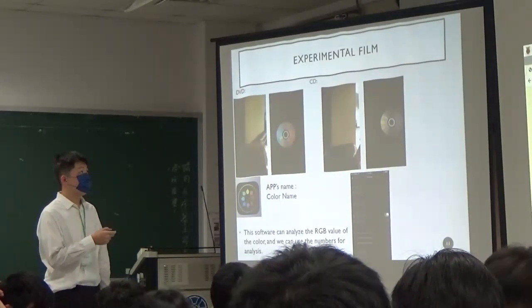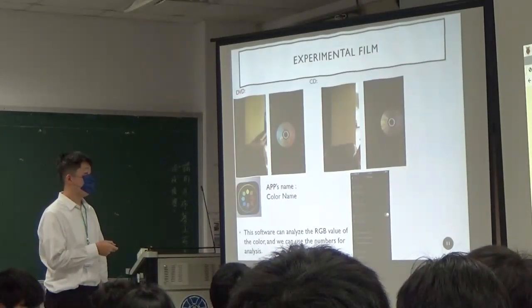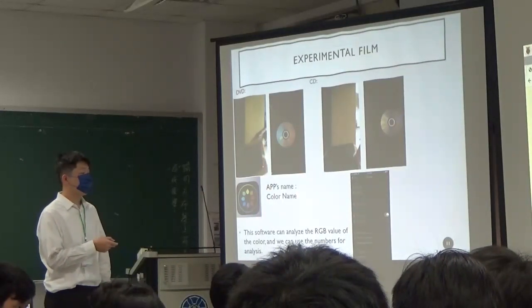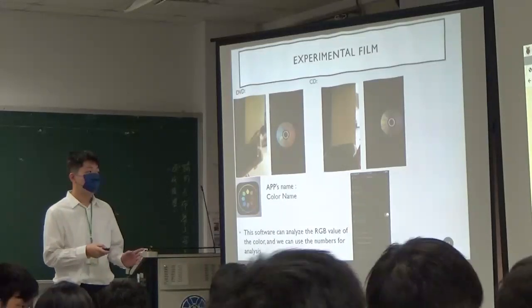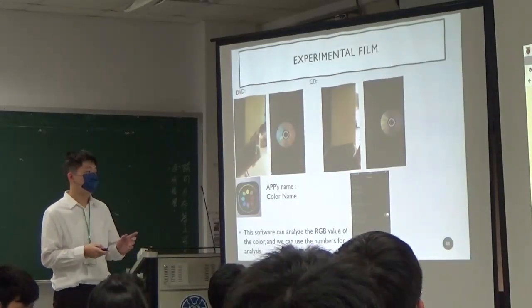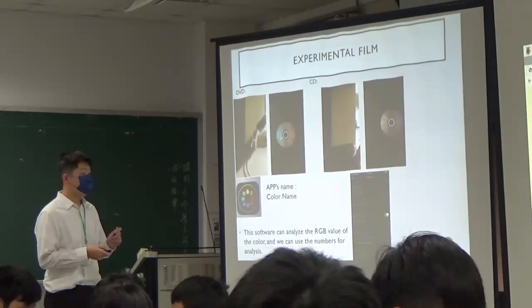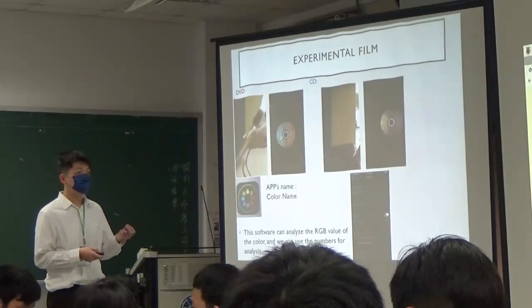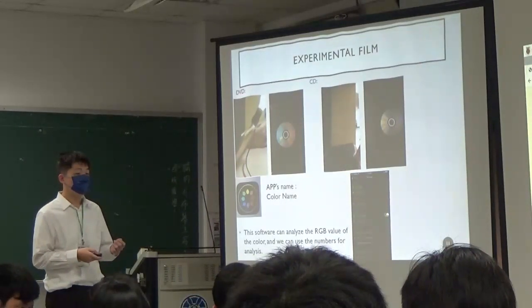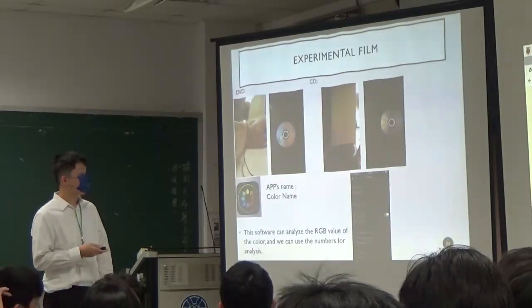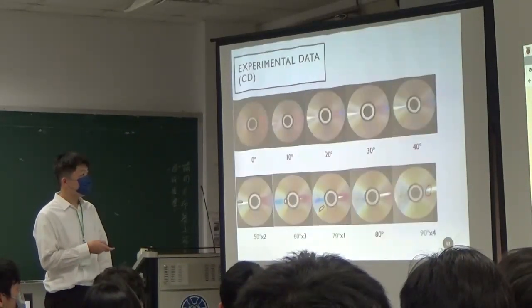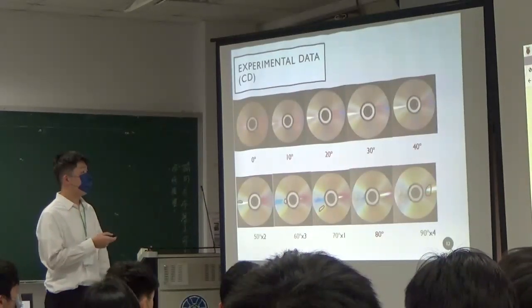After I finish the experiment, I will use this app. The app is Color Depth, and it helps me identify the colors, which color is recognized as green, and it gives me the color code. Then I will know how the different green colors are made. So here is my experimental data.